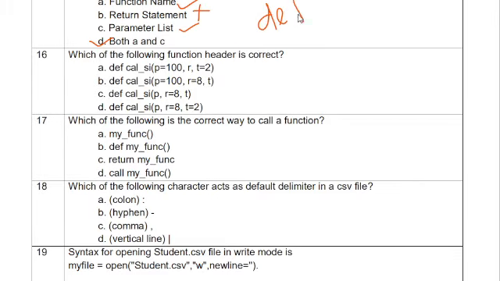When we write def add, then we take two values. So what is that? This is the function name and this is the parameter list. So is this present under the function header or not? Function name, the parameter list.